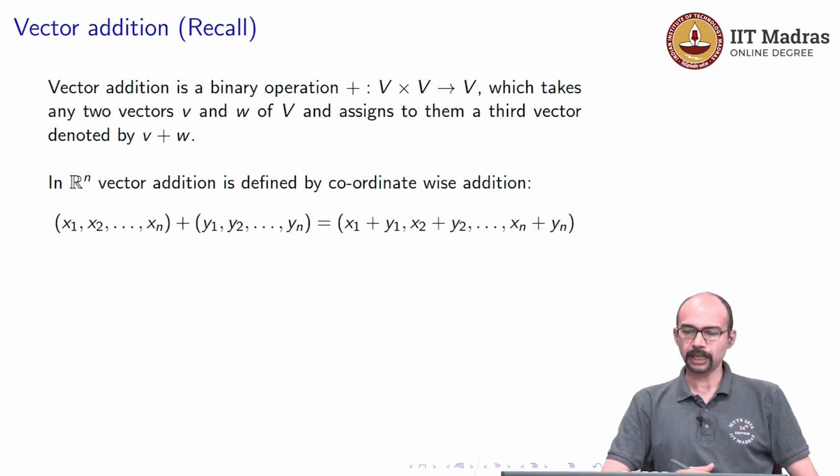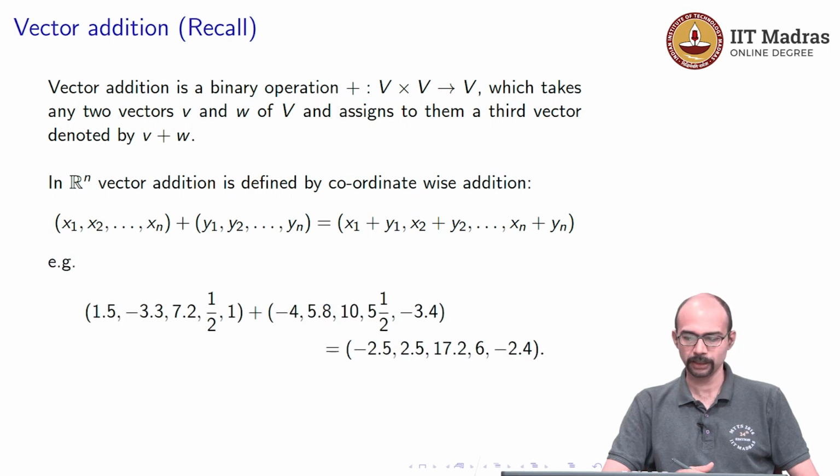In Rn we know that addition is defined coordinate wise. So (x1, x2, ..., xn) plus (y1, y2, ..., yn) is (x1 plus y1, x2 plus y2, and so on up till xn plus yn). As an example, if you have (1.5, -3.3, 7.2, 1/2, 1) plus (-4, 5.8, 10, 5/2, -3.4), we have to add them coordinate wise.